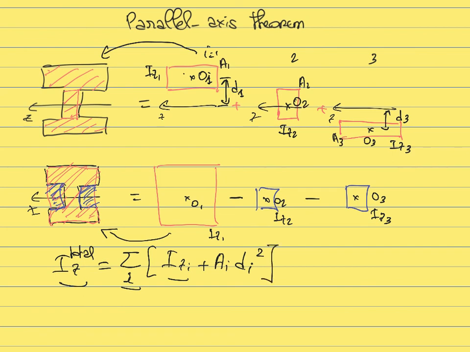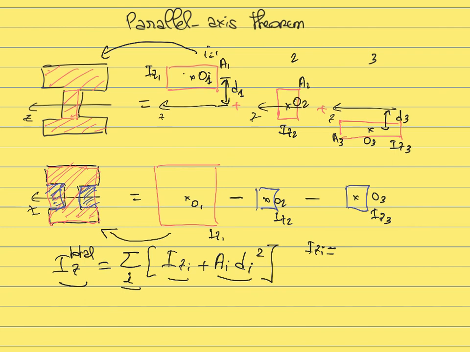So you calculate this quantity, the product of the area of those surfaces times the square of the distance of the centroid of those rectangles with respect to the z-axis. So to summarize, in this case, I_zi will be for each of the rectangles that you get when you decompose the complex surface.